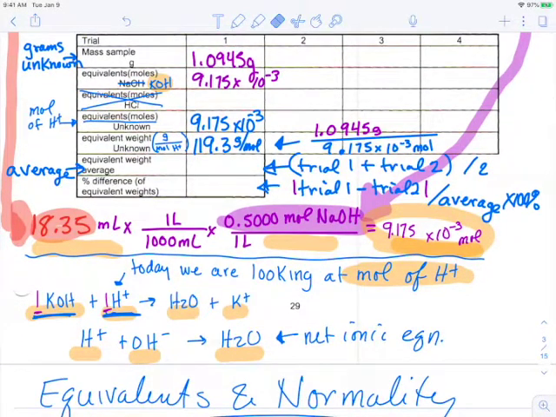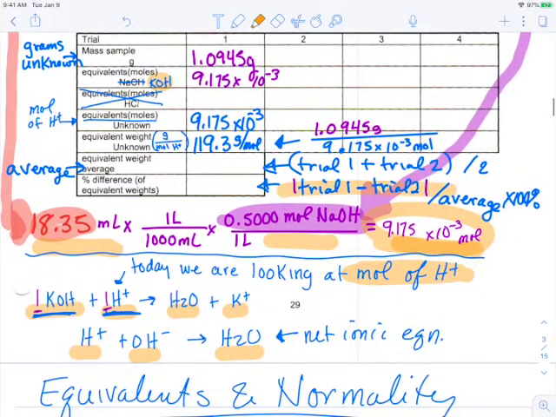Okay, so next up, you're going to find the equivalent weight average. So you are just going to average trial 1 and 2, just like you would in any other class. Trial 1 plus trial 2 divided by 2. And then you're going to find the percent difference. So the percent difference is right over here.